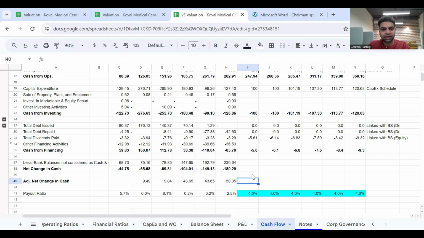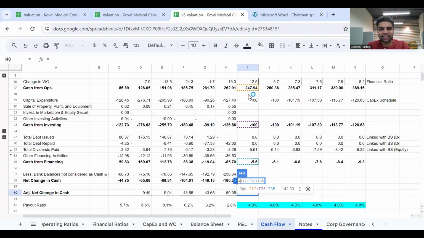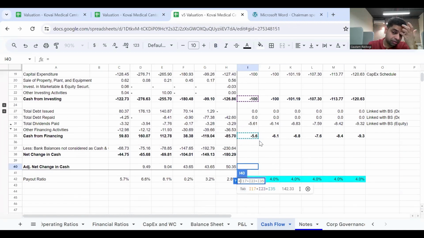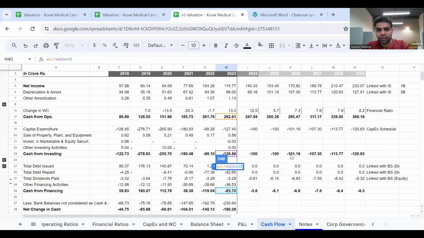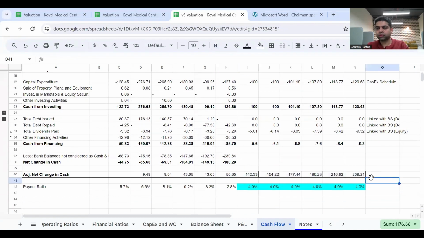Now let's estimate the net change in cash. It's I-17 plus cash flow from operations plus cash flow from investing plus cash flow from financing. And this should be the same. Just making sure. All right. So this is our net change in cash.